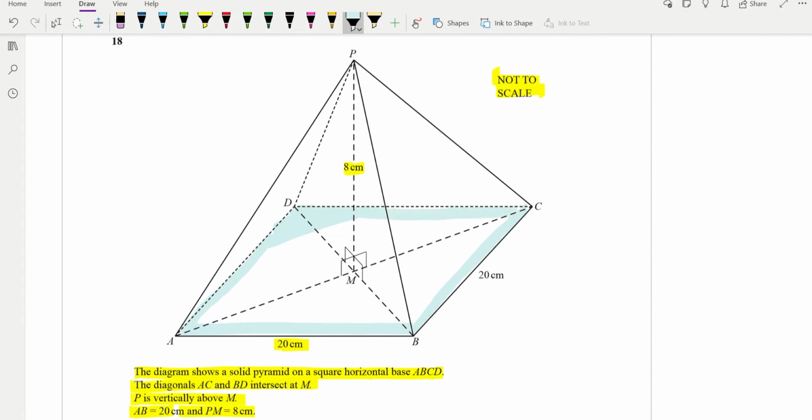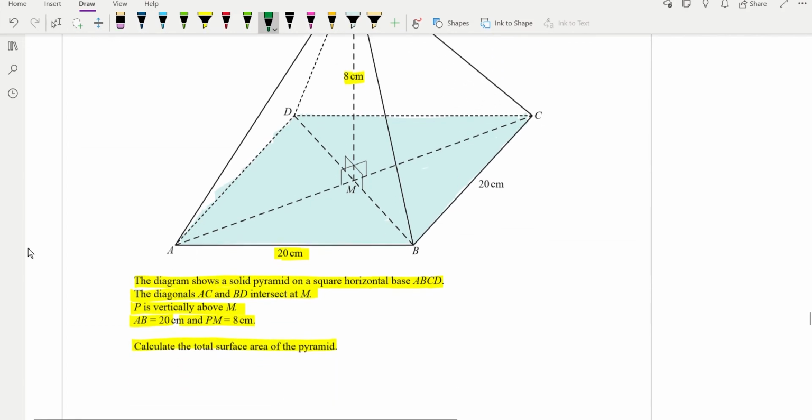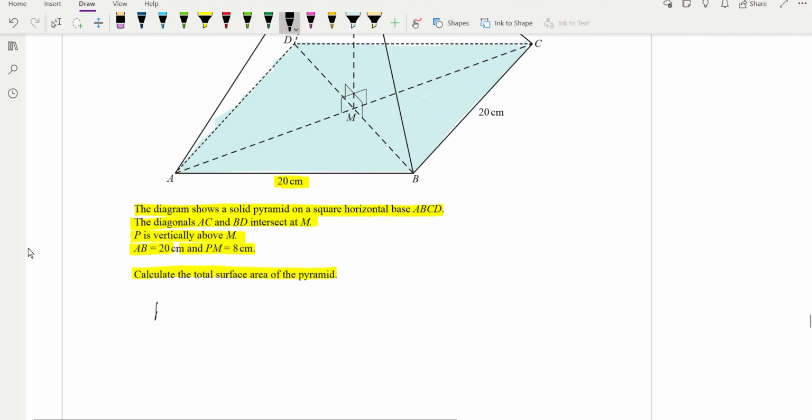This is the base, and the base is square, so it has 20 on one side and the other side is also 20. So the base area will be 20 multiplied by 20, which is equal to 400. We can write here, base area will be equal to 20 into 20, which is equal to 400 centimeters square.